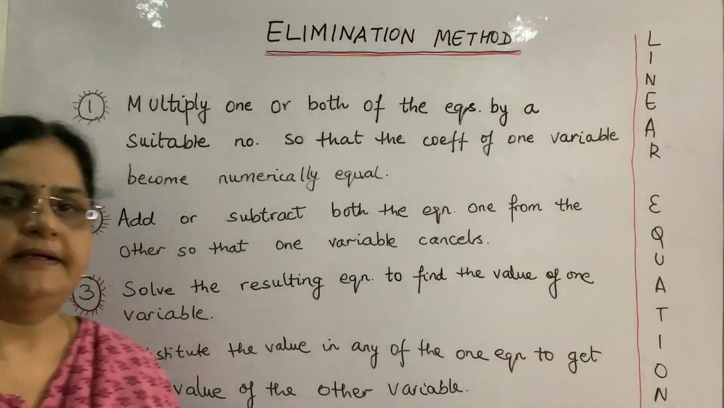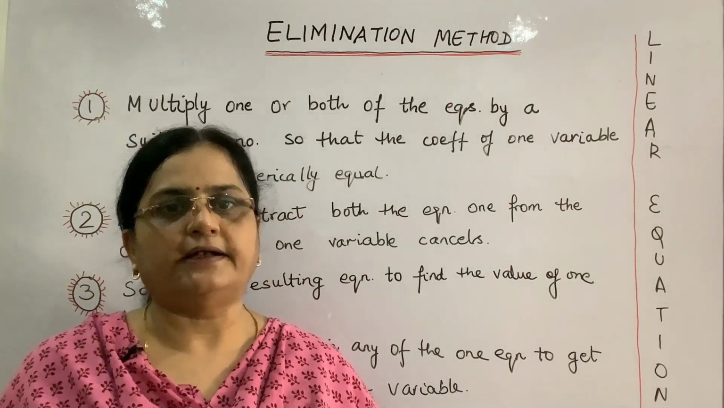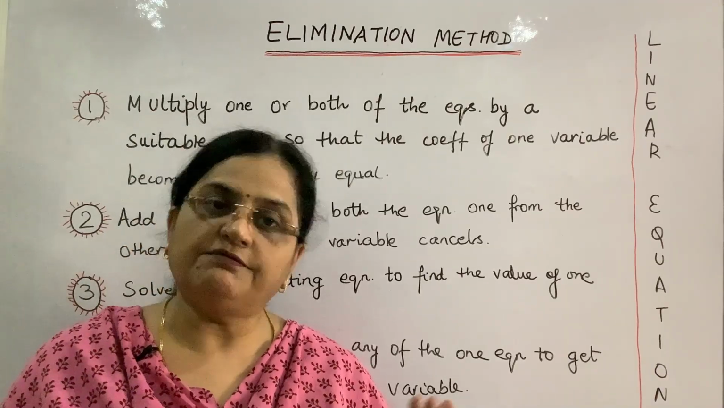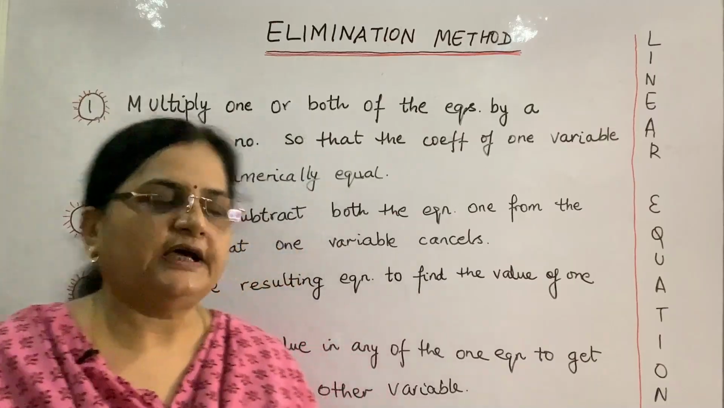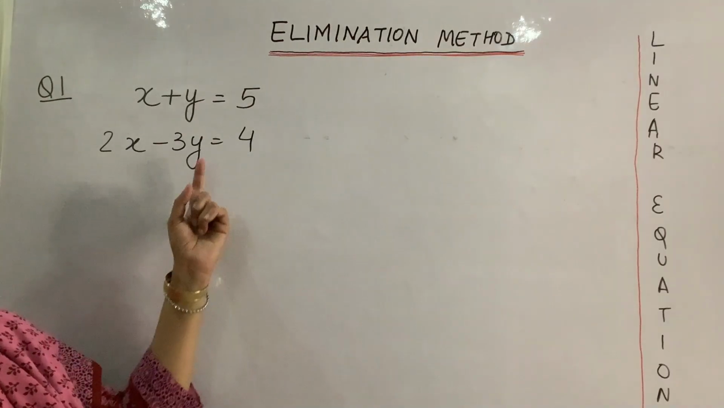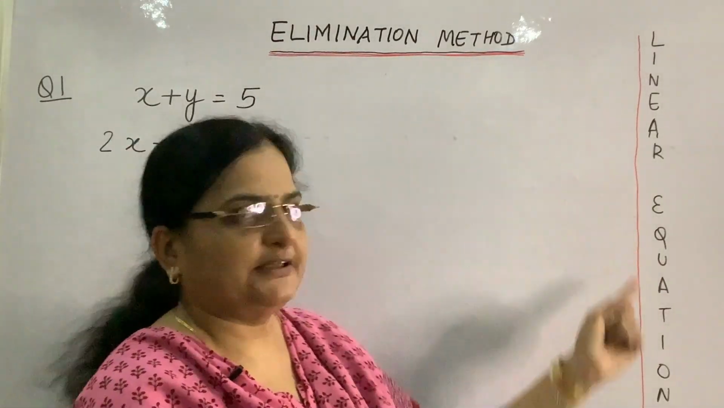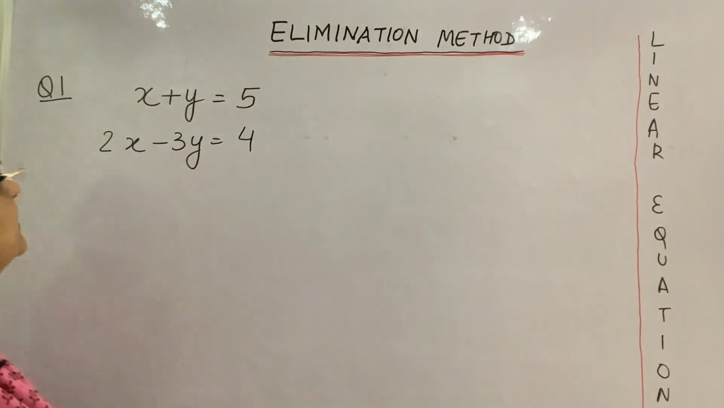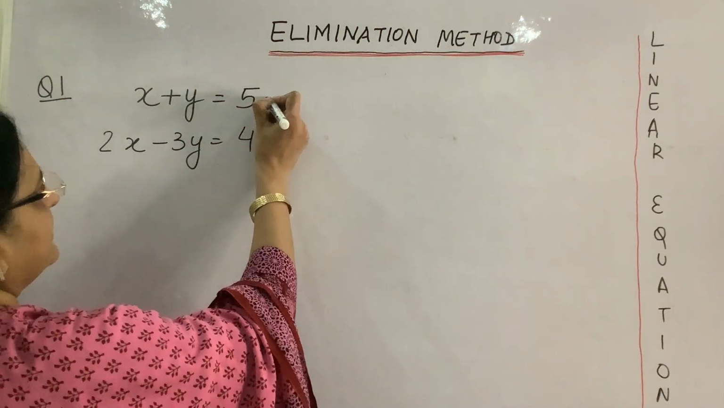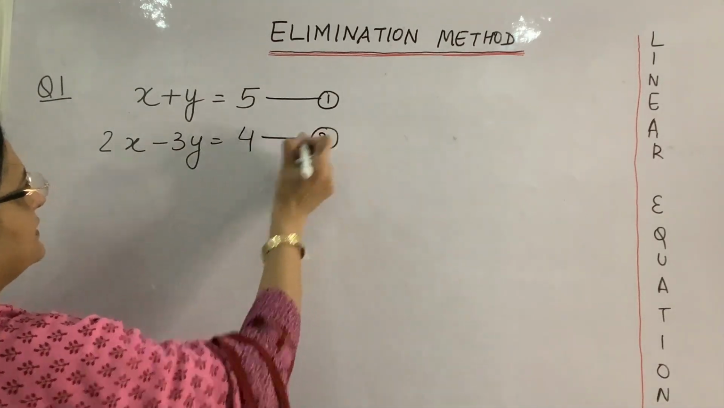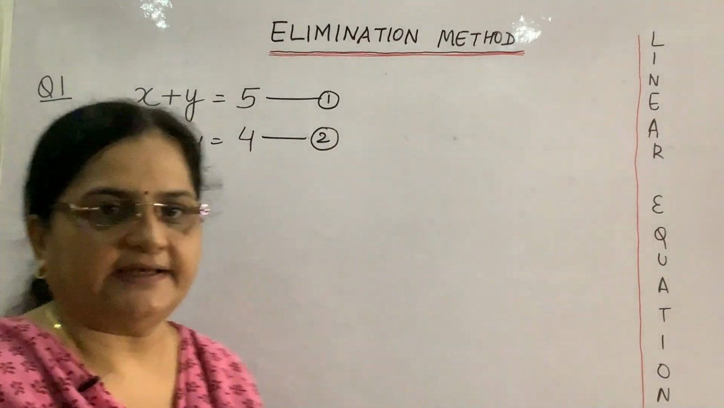Now we will practice a few questions, and I'm sure by the end of this video you will be able to do questions of even higher difficulty level which can be solved by the elimination method. We will solve this question using the elimination method of linear equations in two variables. I have been given two equations: x plus y is equal to 5, let us say this is the first equation, and 2x minus 3y is equal to 4. This is the second equation.